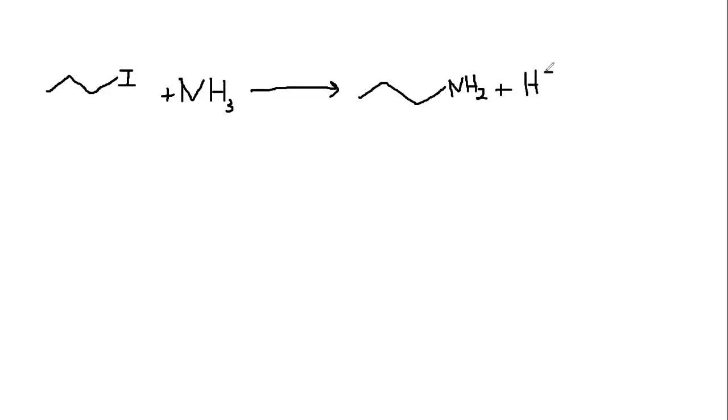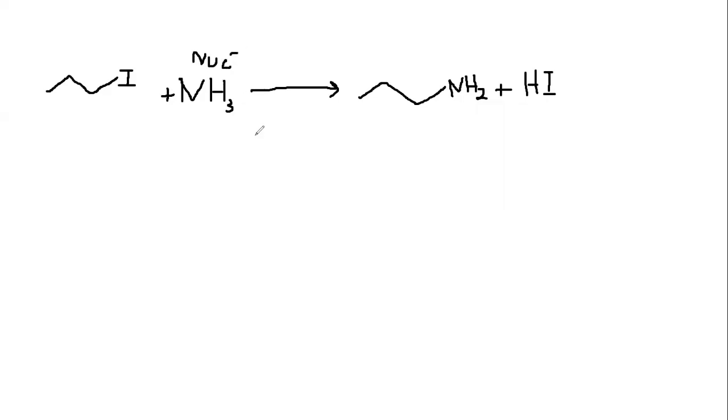So that's our products for this, because it's a substitution of a nucleophile with a weaker nucleophile. So I is referred to as the leaving group because it's going to leave, and NH3 is the nucleophile in this reaction.